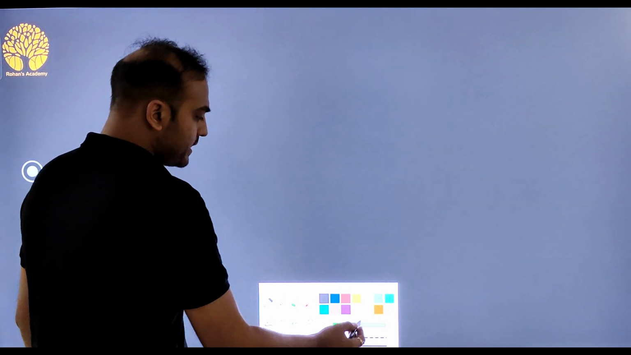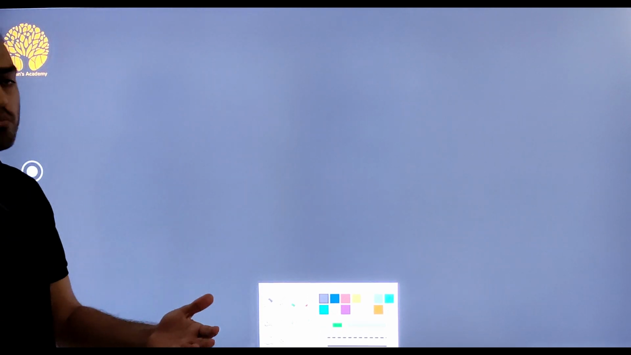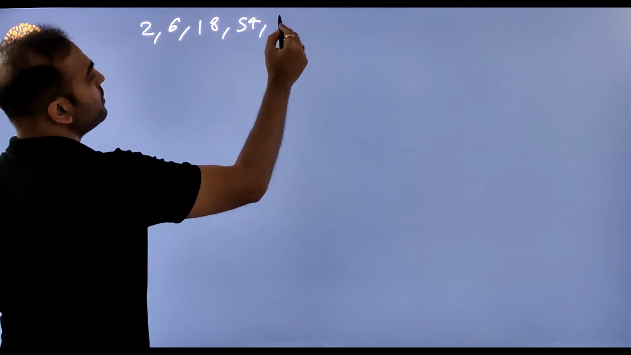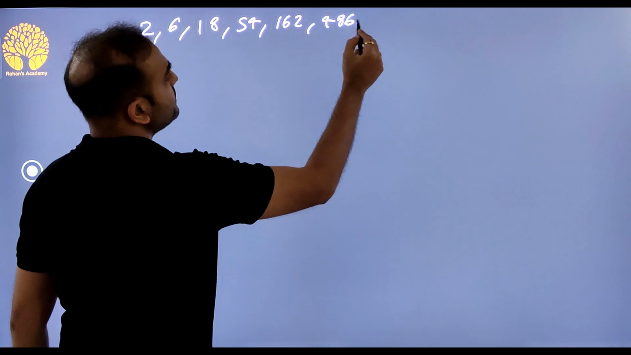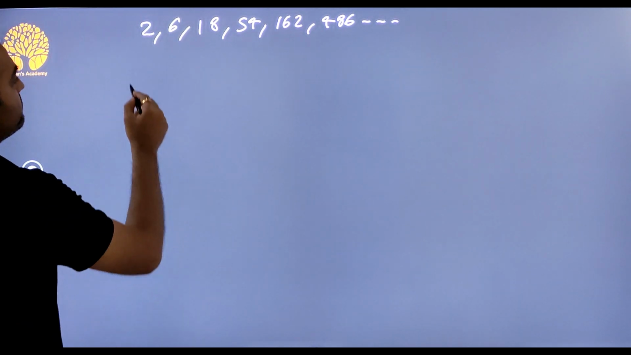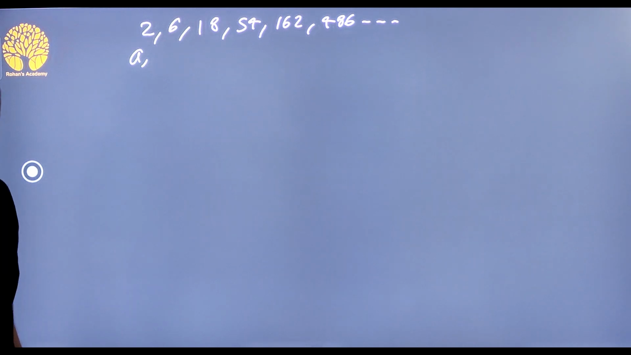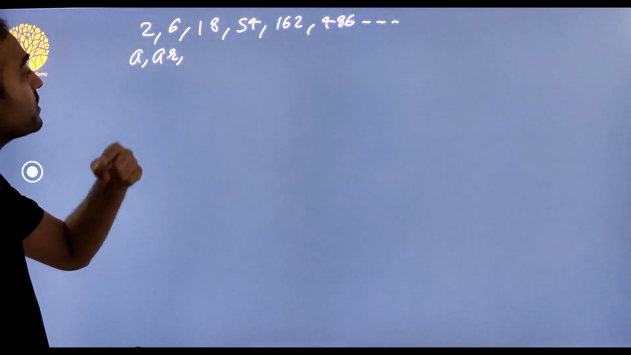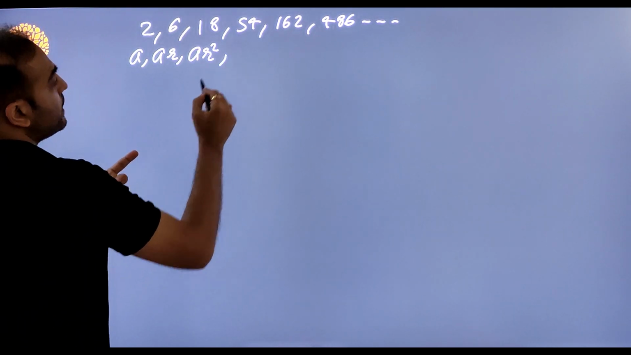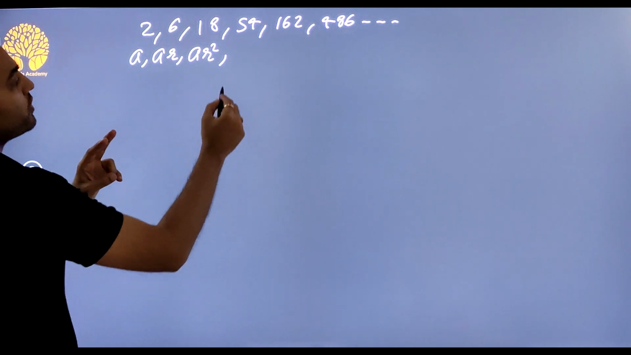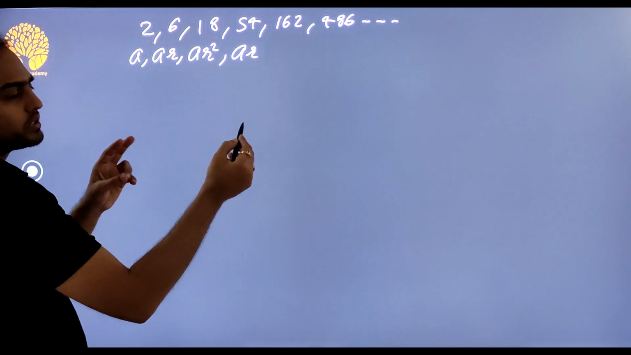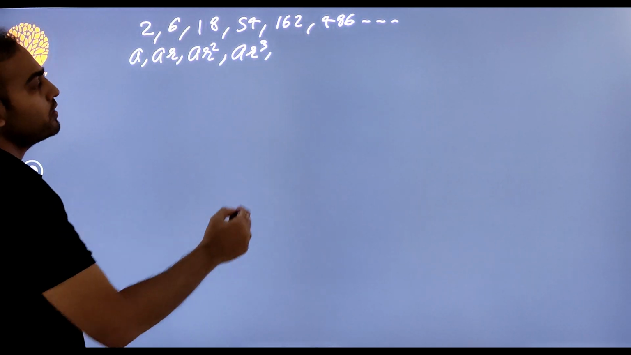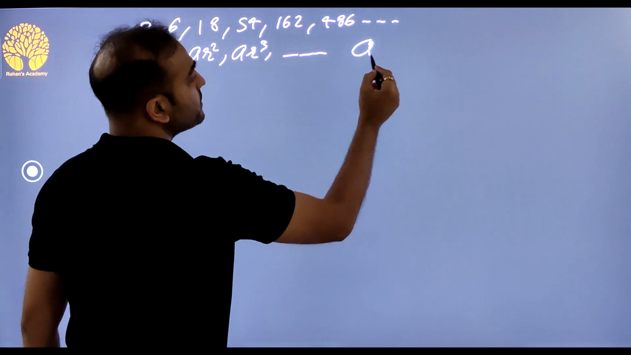Alright. Again, if you understand this, let's get into the formulas. Say the series was 2, 6, 18, 54, 162, 486. This is my first term. For the second term, what am I doing? I am multiplying by r once. For the third term, multiplying by r twice. For the fourth term, multiplying by r 3 times. So similarly, for the nth term, what will I do?